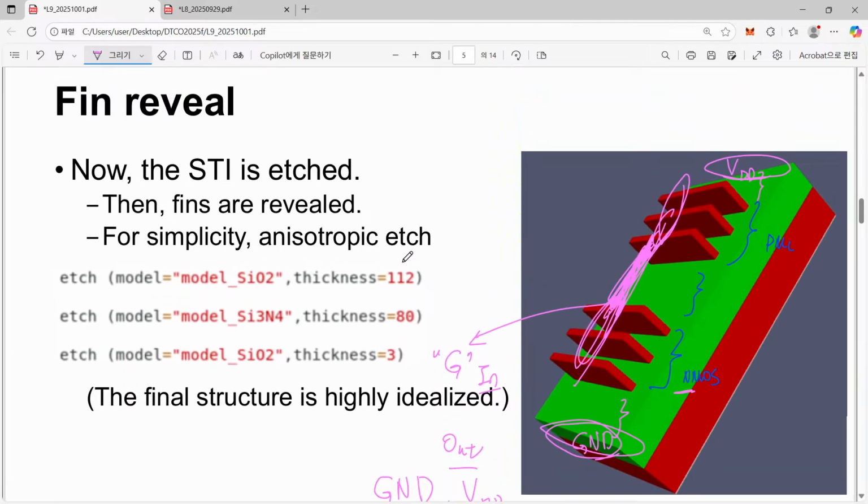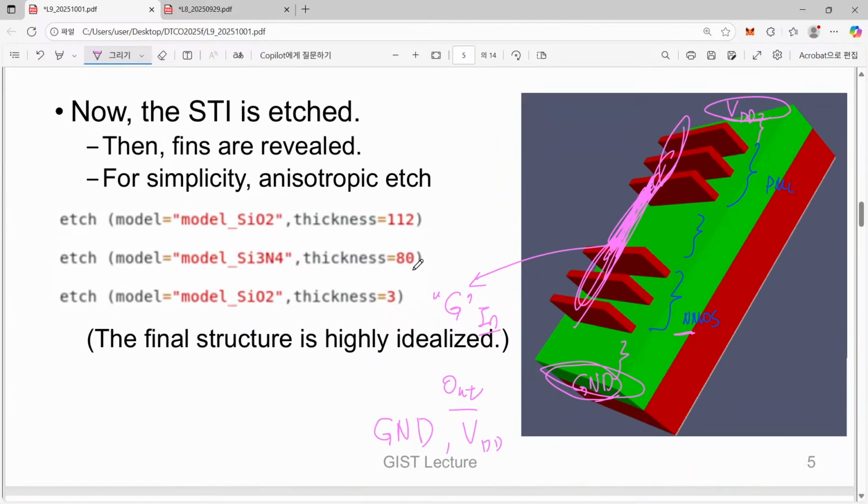So now we can do this kind of thing just to eliminate the silicon dioxide and silicon nitride. This is hard mask. Hard mask is gone. After that, we will have this thickness of silicon dioxide. What is it? This is pad oxide just beneath the hard mask that is eliminated in this case.